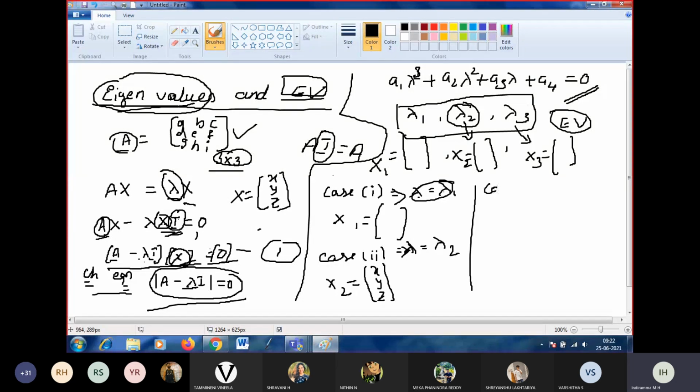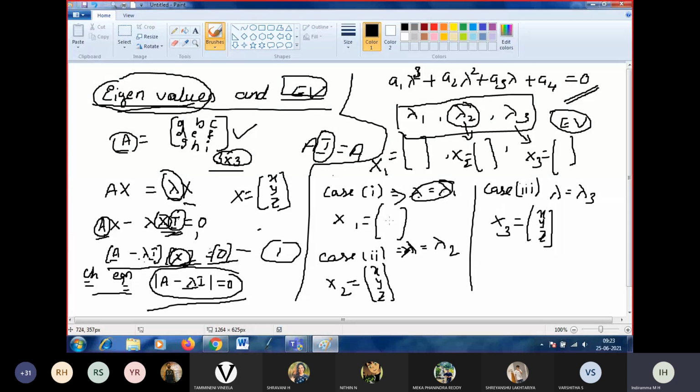In case 3, we have to put lambda equal to what? Lambda equal to lambda 3 in the system of equations 1. You are going to get the values for x, y, z. Those values will be recorded as x3, that is the third eigenvector. So for the given square matrix, we can find the eigenvalues as well as the eigenvectors.